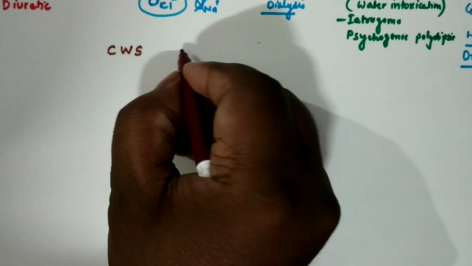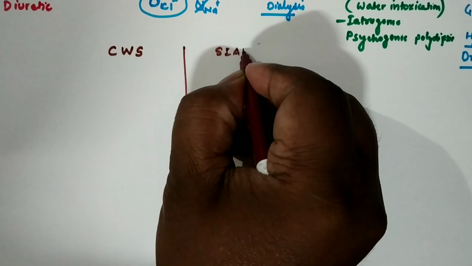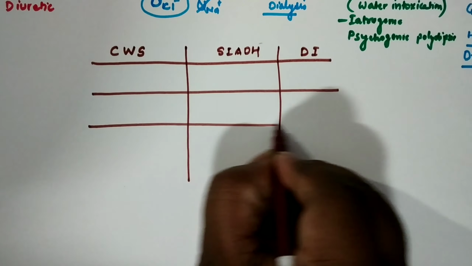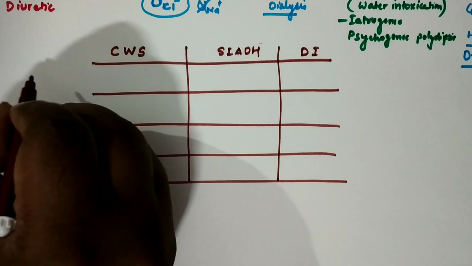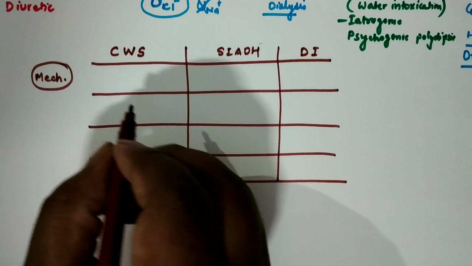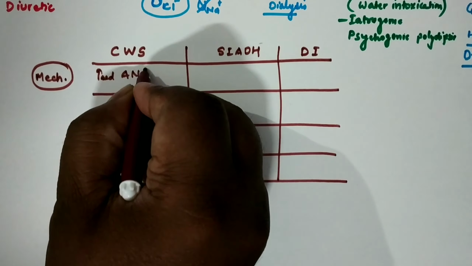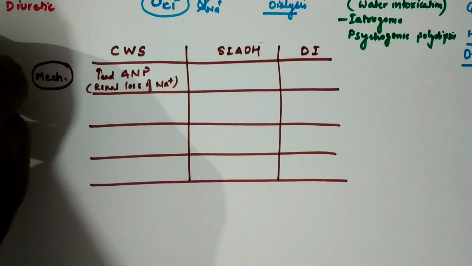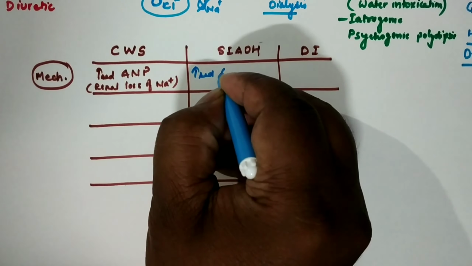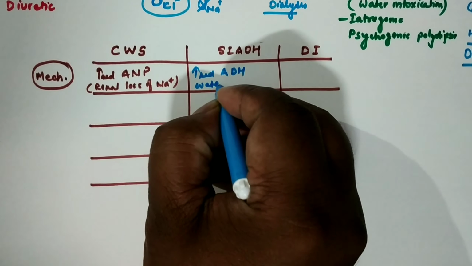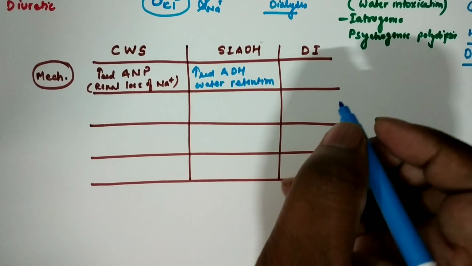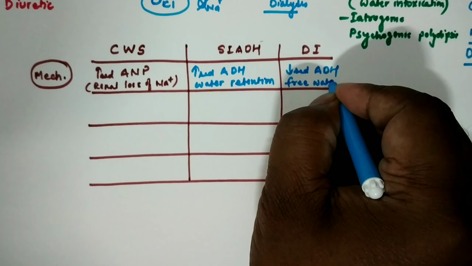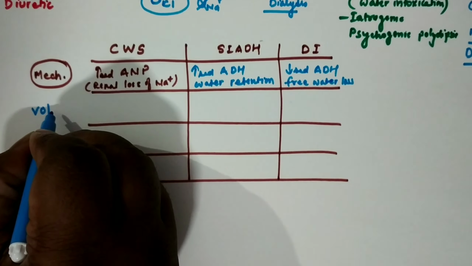Now, an important thing I will discuss is cerebral salt wasting, SIADH, and diabetes insipidus. The difference and comparative study between these three is very important. The mechanism behind cerebral salt wasting is increased atrial natriuretic peptide, so there is a renal loss of sodium along with water. In SIADH, there is increased ADH and water retention, and just opposite we have decreased ADH, so there is free water loss in diabetes insipidus.